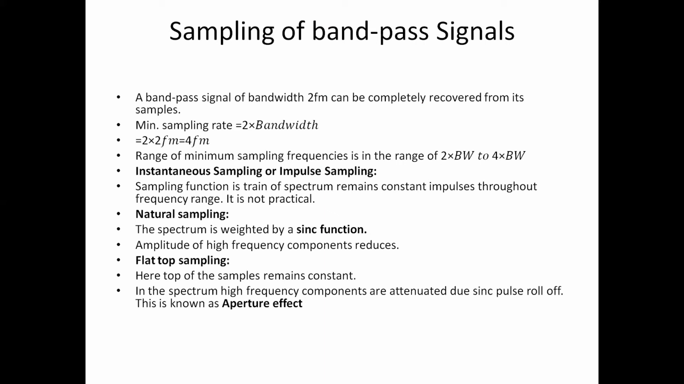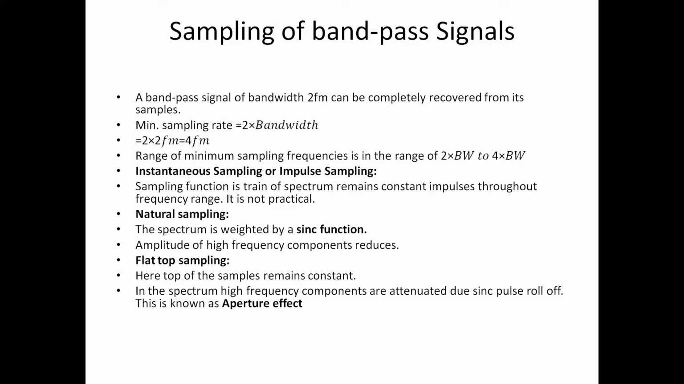Instantaneous sampling or impulse sampling, these are two variants of the sampling strategy. The sampling function is basically a train of impulses whose spectrum remains constant throughout the frequency range. However, practically we can't generate such constant impulses throughout the whole frequency range. We have natural sampling, where this spectrum is weighted by a sinc function. In this, the amplitude of high frequency components reduces. And again, we have flat top sampling, where the top of the samples remains constant. In this spectrum, high frequency components are attenuated due to sinc pulse roll off. This is known as aperture effect.